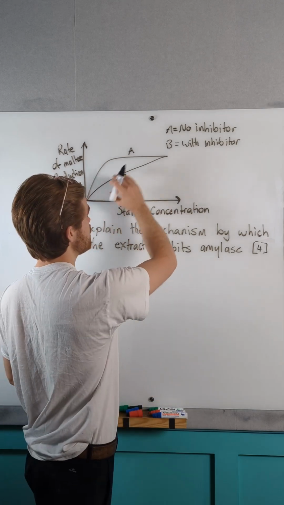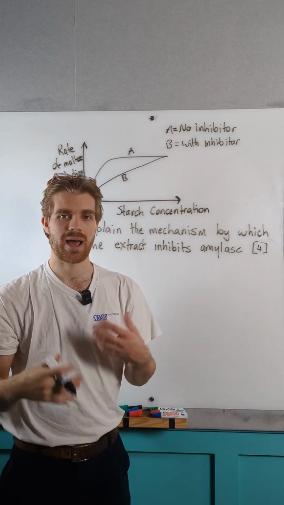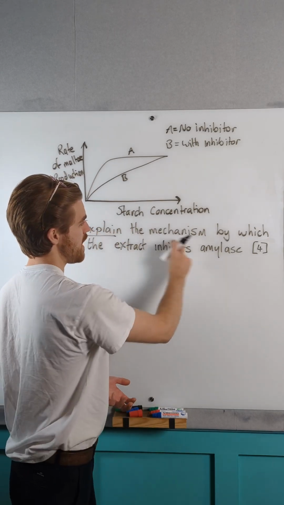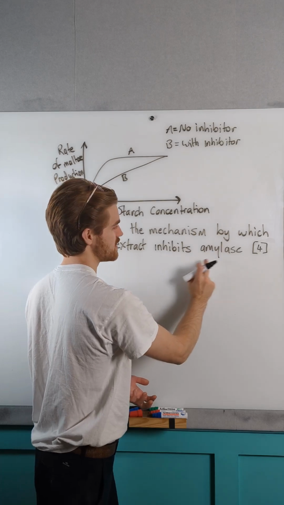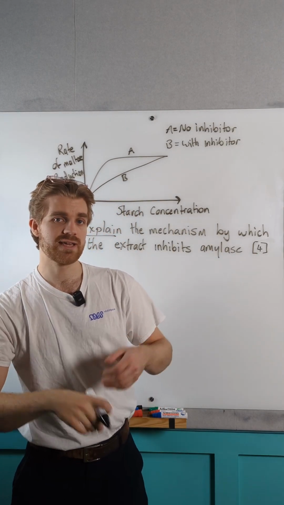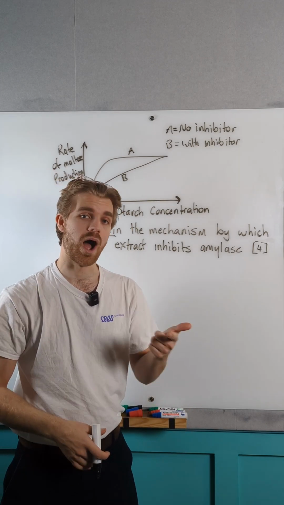We have 2 lines here. A is with no inhibitor, B is with an inhibitor having been added. And we are asked to explain the mechanism by which the extract inhibits the amylase. And we have 4 marks to get here. So the first thing is this is an explain question. So we need to break down what is happening and why is it happening.